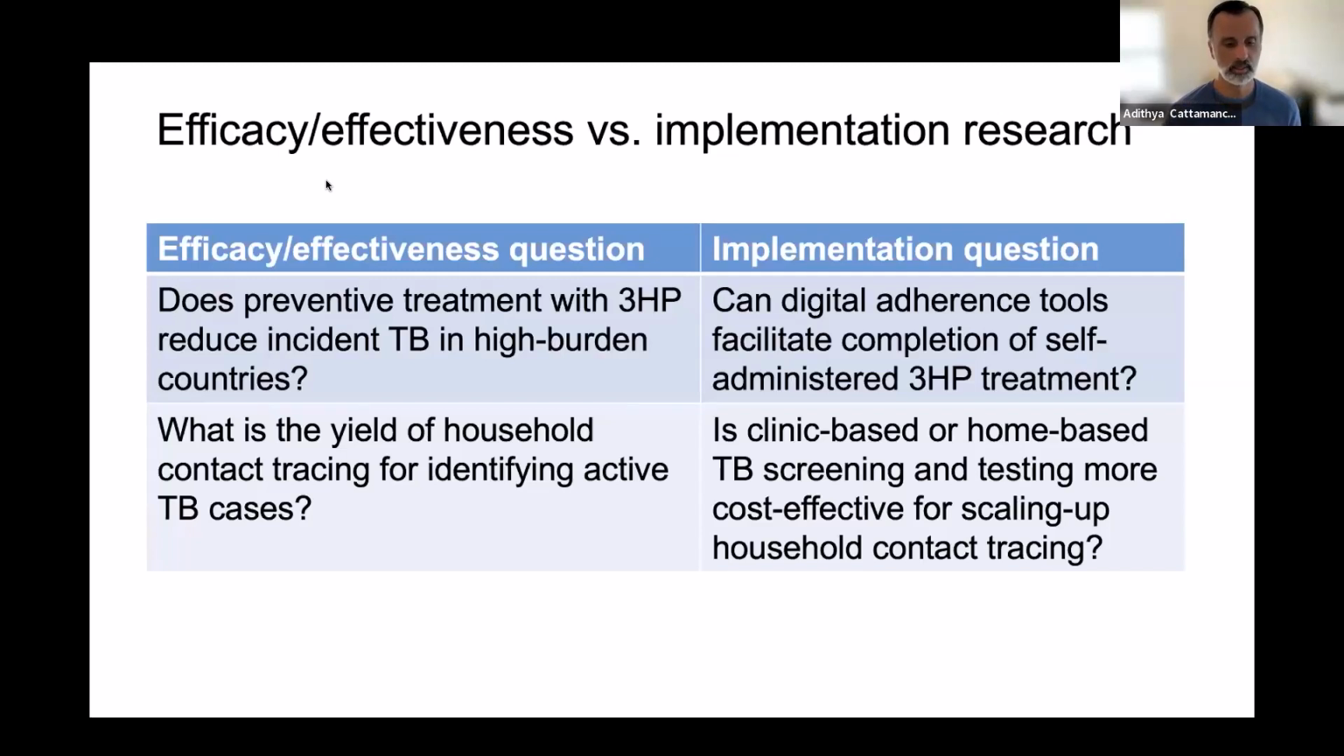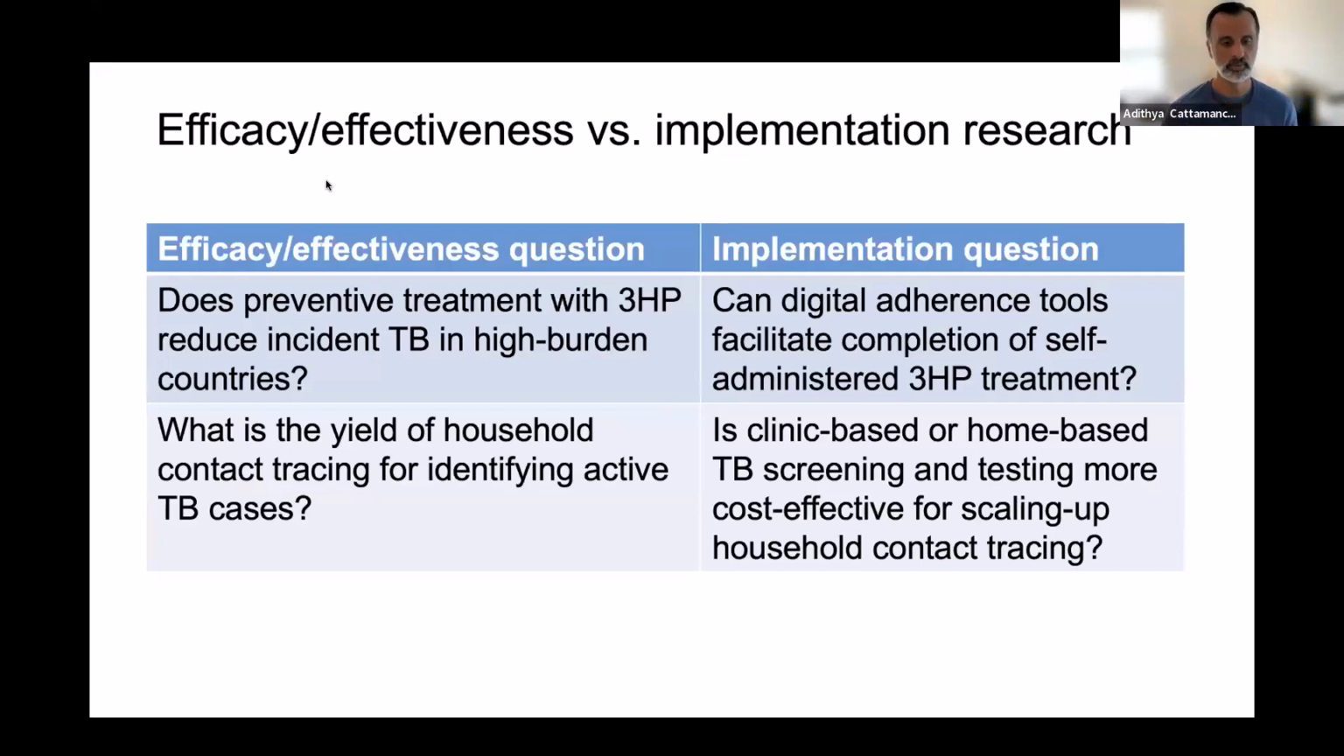So once that efficacy or effectiveness data is available, an implementation question might be, can digital adherence tools facilitate completion of self-administered 3HP treatment? Right. So here we're no longer focused on proving that 3HP is efficacious, but more on, can we increase its uptake and completion? Similarly, an efficacy or an effectiveness question might be, what is the yield of household contact tracing for identifying active TB cases?